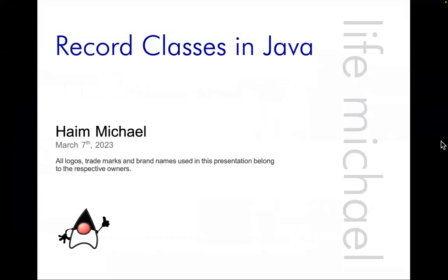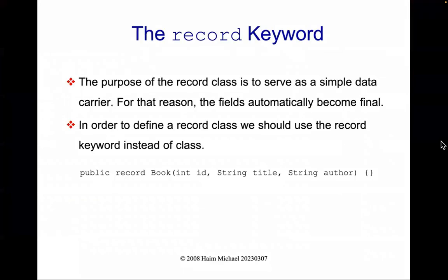So the topic for today is record classes in Java. So what is a record class? First of all, it is a class. So just as you define a simple class and get a new type, you can do the same by defining a record class, just that instead of using the class keyword, you use the record keyword, just as you can see in this code sample, a very small one.